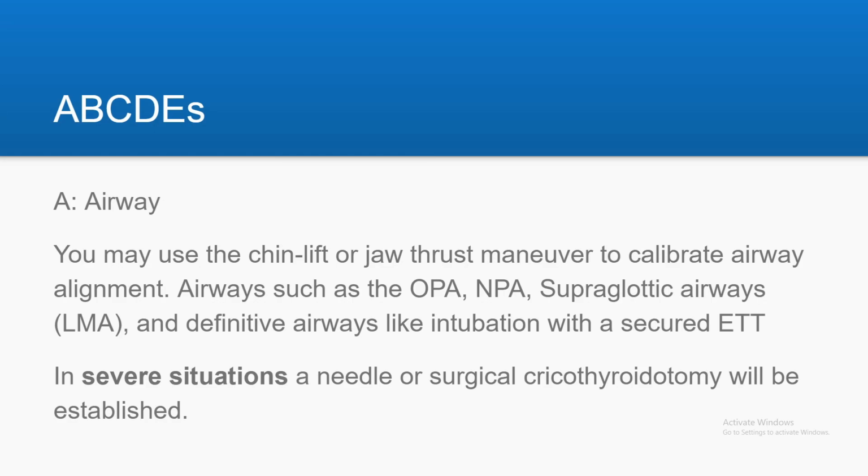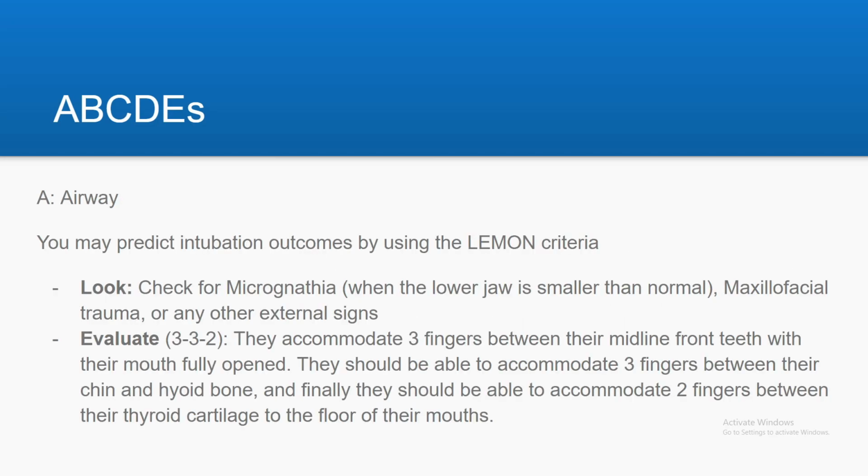Airways such as oropharyngeal airways, nasopharyngeal airways, supraglottic airways like laryngeal mask airways, and definitive airways like intubation with a secured endotracheal tube. In severe situations where other airway adjuncts are not permeable or available, a needle or surgical cricothyrotomy will be established. You may predict intubation outcomes by using the LEMON criteria. So Look means check for any micrognathia. This is when the lower jaw is smaller than normal, or any maxillofacial trauma, or any other external signs.